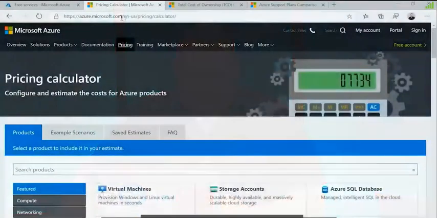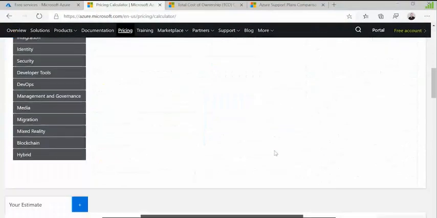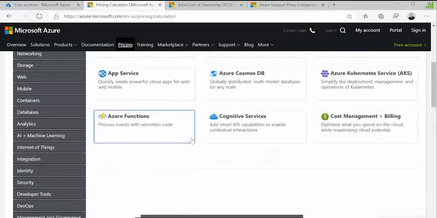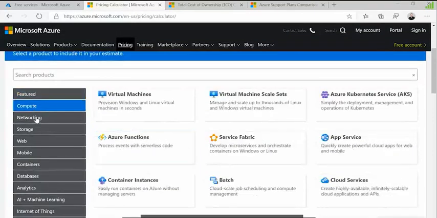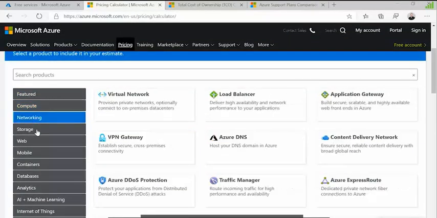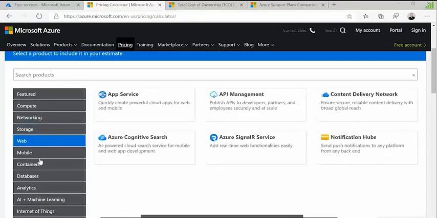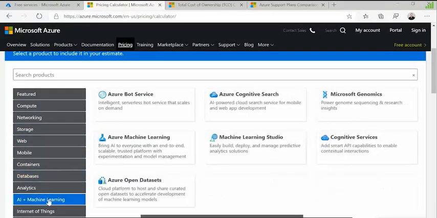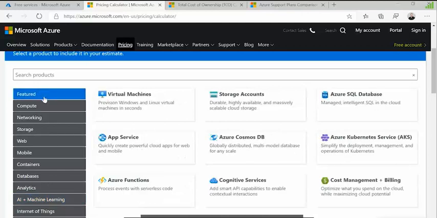So let me switch into the calculator. And in my pricing calculator, let me clear it out because I've done this a few times. We have the ability to come in here and do any of the services that we want. We have compute, we can look at networking, we can look at storage. Pretty much every service inside of Azure has a calculator for it. So I'm just going to go up to the feature because I want to use virtual machines, because they're such a good example of what's here.